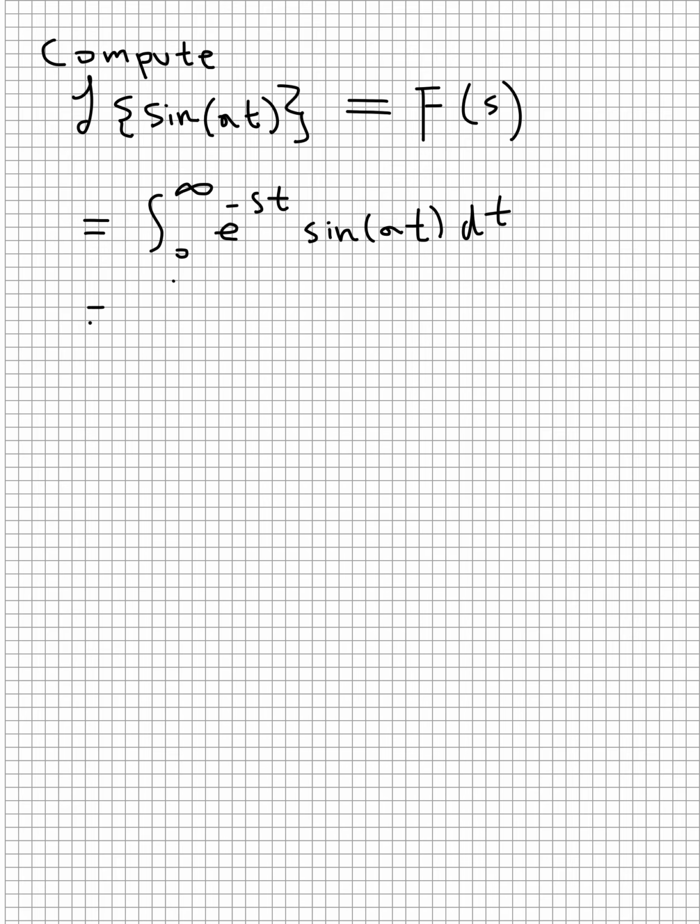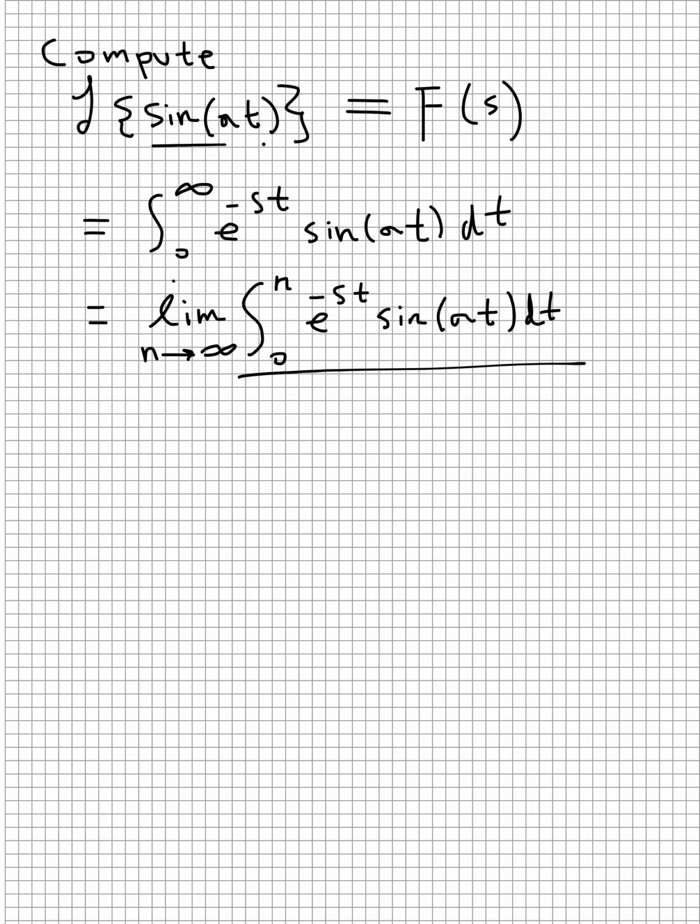And this is going to be equal to the limit as n goes to infinity. The integral will be from 0 to n. This will be e to the minus s times t times sine of at dt. Okay? So by integrating by parts for this expression, based off the input that we saw previously, as you'll notice, this was f of t, and that's what gets plugged in here.